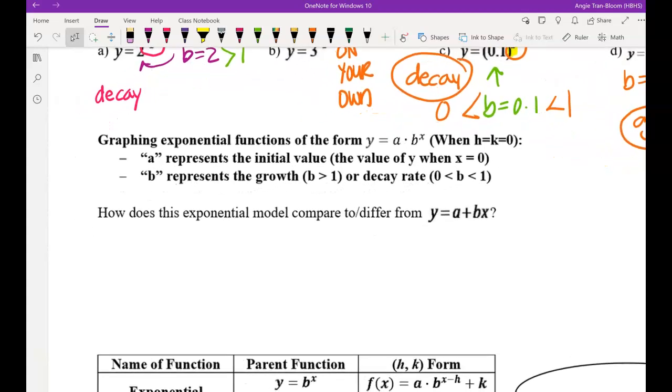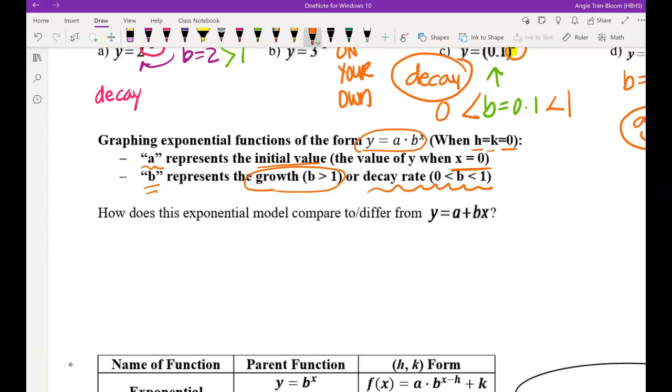Okay, so this is a little recap here on your parent function. Graphing exponential functions of the form y equals a times b to the x. When h and k are both 0, your a value represents the initial value, the value of y when x is 0. B represents growth if b is bigger than 1, remember, assuming your x power is positive, and decay if b is in between 0 and 1. And again, this is when we're talking about the exponent of x being positive.